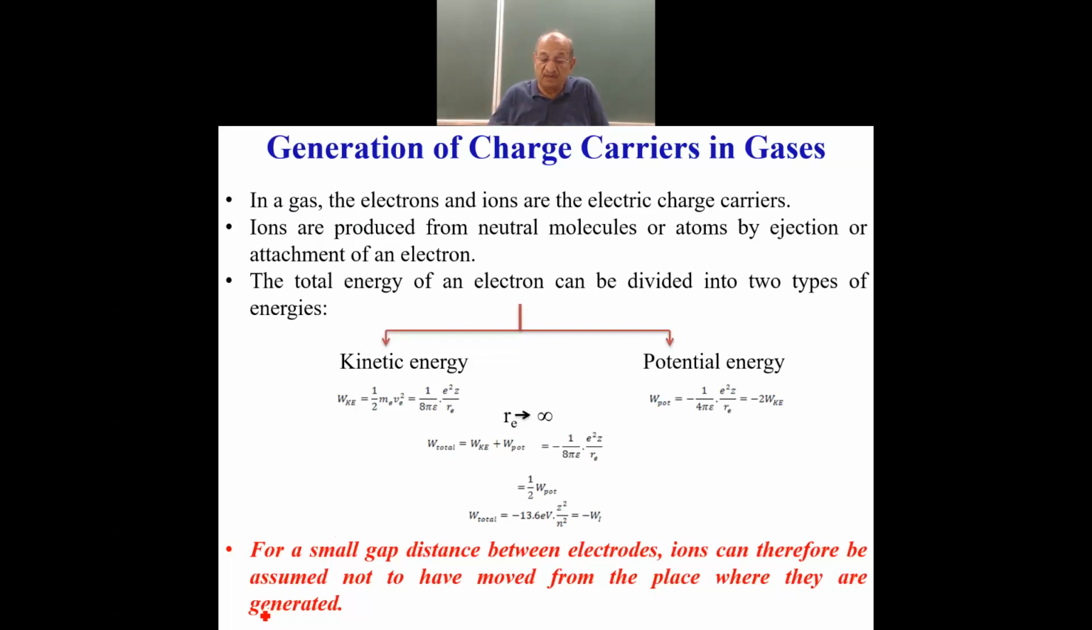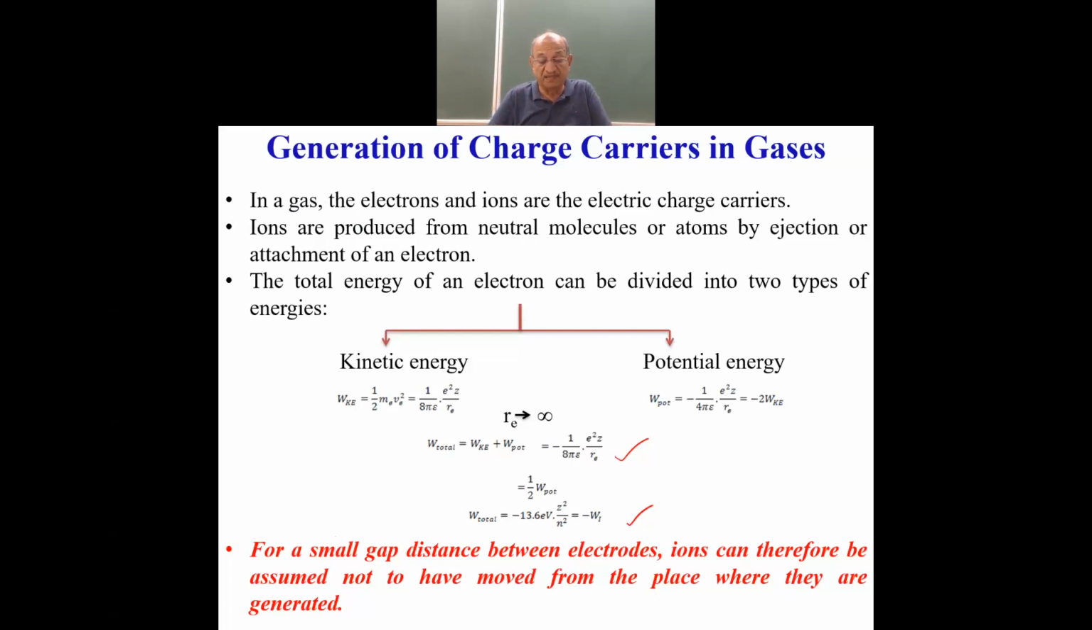So the equation for total energy in the electron is given here. That is the kinetic energy and the potential energy together, which works out to be 13.6 eV Z square by m square, where m is the orbit. This is known as the negative of the ionization energy. That means this much energy is required for making an ionization.